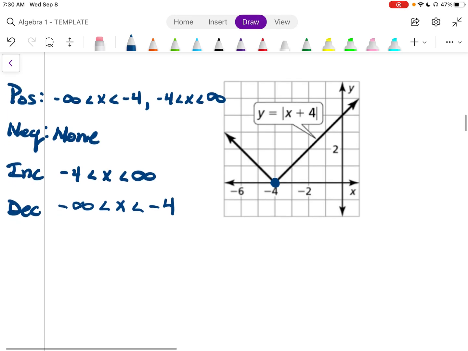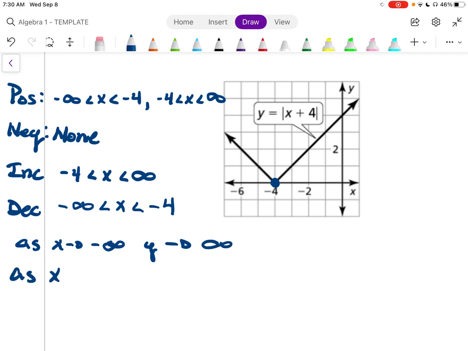Now for end behavior, I'm going to say as x approaches negative infinity, y approaches. As x goes far to the left, the graph goes up, so y would approach positive infinity. And then as x approaches positive infinity, I forgot my little plus there, y approaches. As x gets huge to the right, y also goes up, so it's going to be positive infinity again.